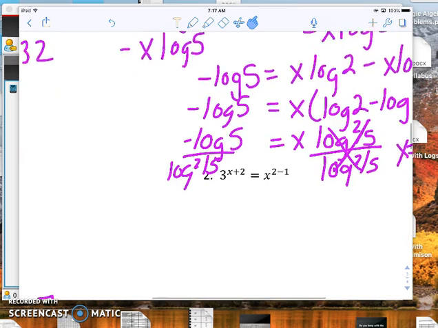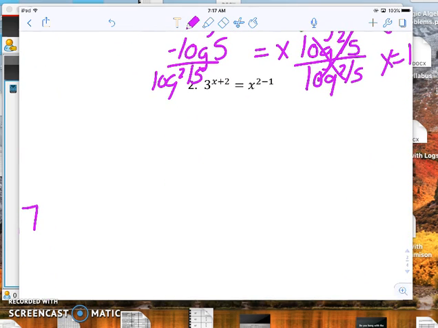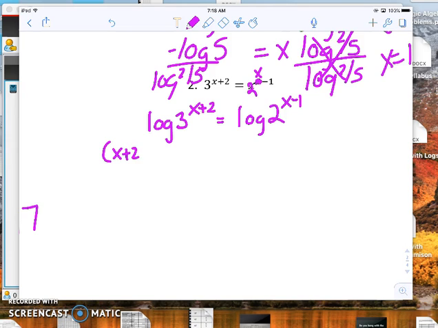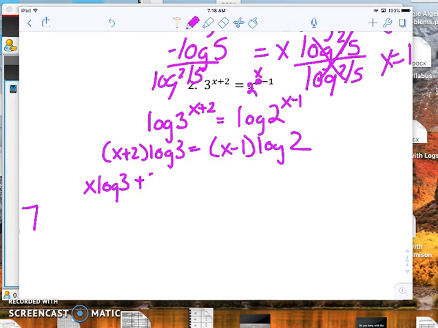So the next one, we're going to take a look at another one with logs on both sides, but let's switch this one to 3 to the x plus 2 equals 2 to the power of x minus 1. So again, we're going to log both sides. So log 3 to the x plus 2 equals log 2 to the x minus 1. So exponents out in front, x plus 2 log 3 equals x minus 1 log 2. We can do some distributing, so x log 3 plus 2 log 3 equals x log 2 minus log 2.